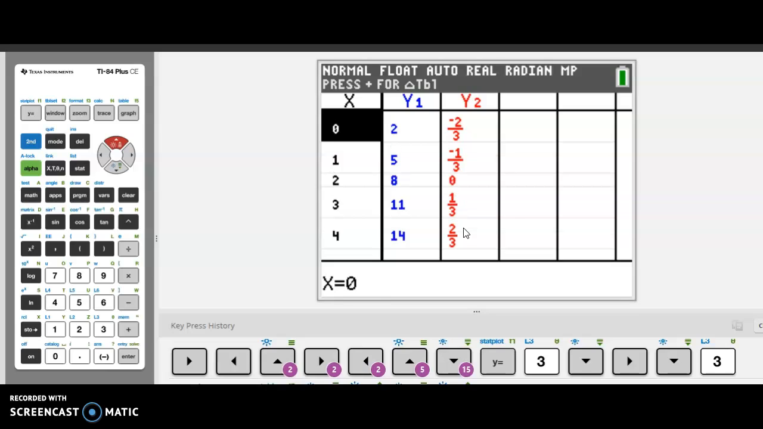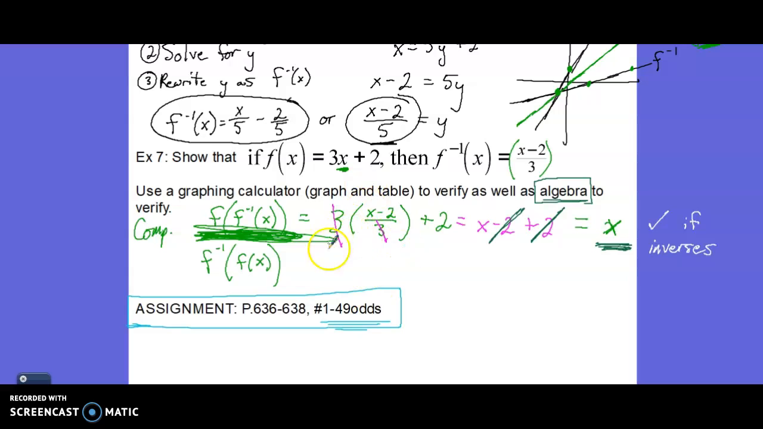Let's see another point that might be easy. 0, 2 is a point on the blue curve. 2, 0 is a point on the red curve. So it's just a lot of playing around. That's why a lot of math teachers prefer algebra, because I can actually see the work. There's not a whole lot of work to show with a graph.